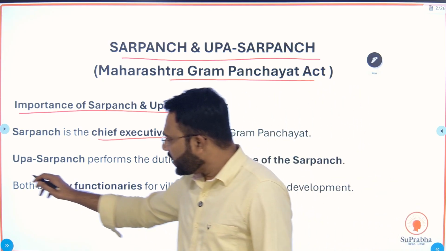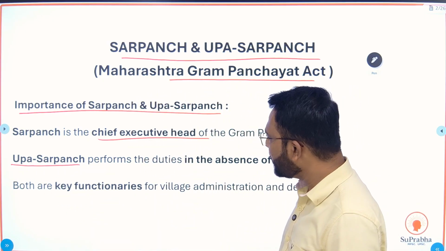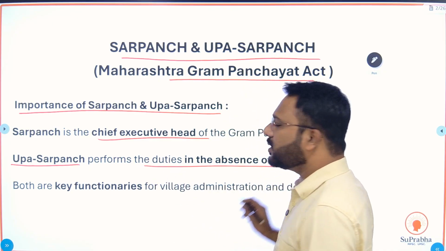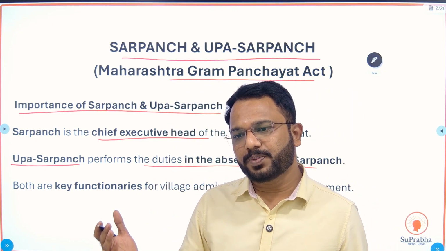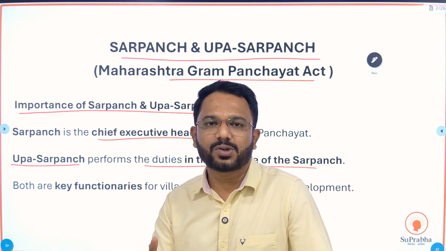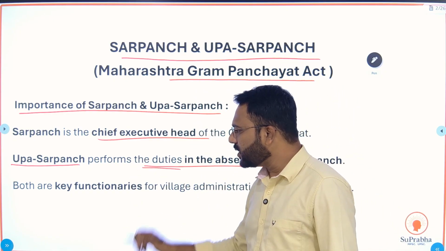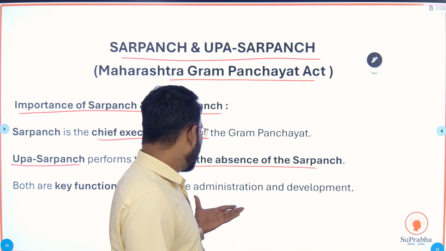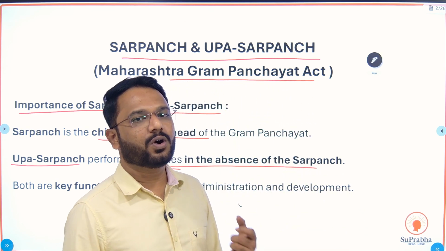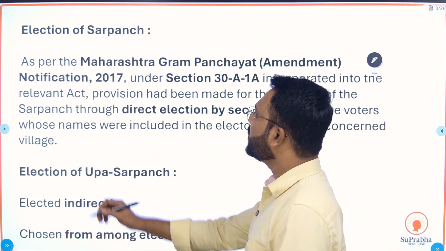The next position is Upsarpanch. Upsarpanch performs the duties when the Sarpanch is absent. So if the Sarpanch is not present, Upsarpanch performs his duties. Both are the key functionaries for the administration and development of a village. Okay, moving on to the next slide.